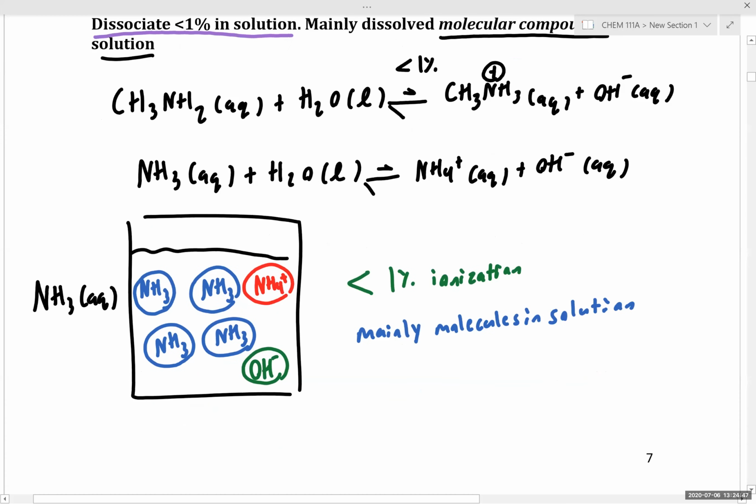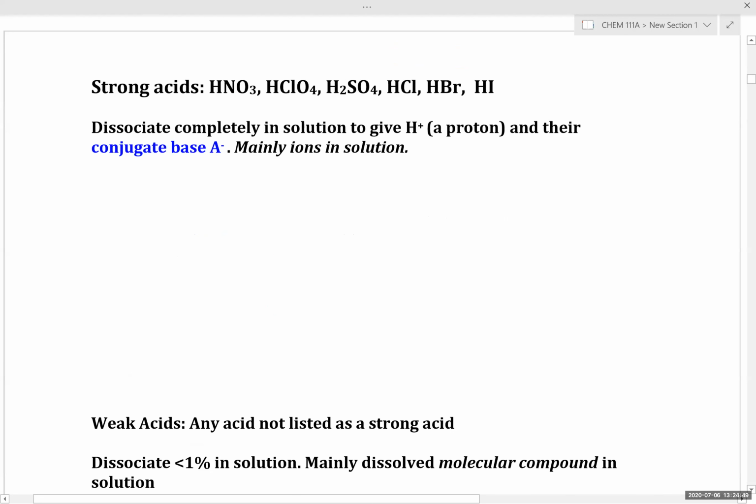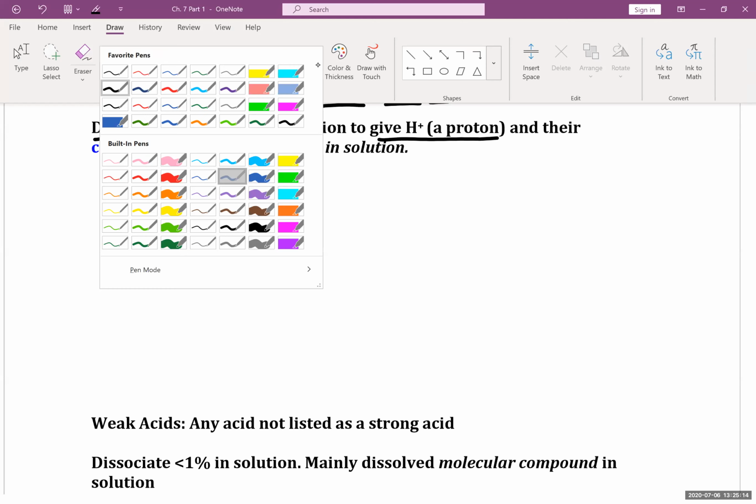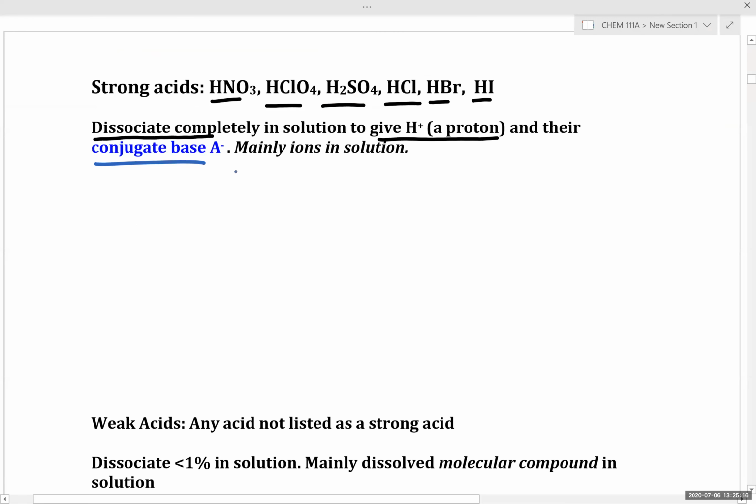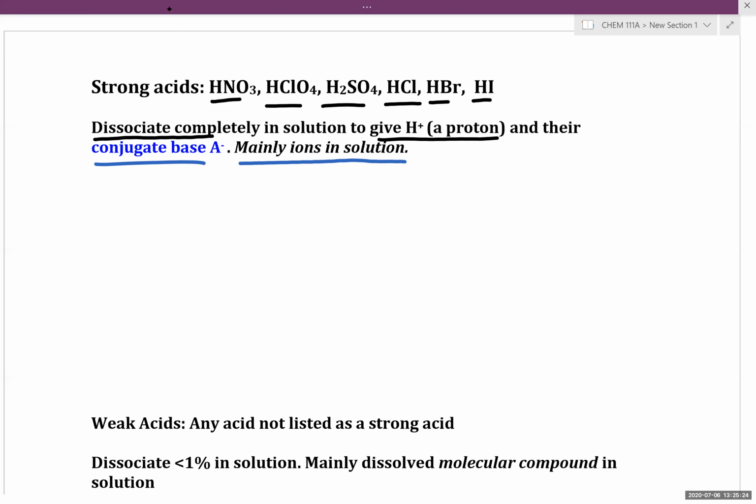Okay, let's keep going now and let's talk about strong acids. Strong acids are this list of nitric, perchloric, sulfuric, hydrochloric, hydrobromic, and hydriodic. These are the ones that I want you to memorize as your strong acids. The key thing about strong acids is that they dissociate completely in solution to give H plus, a proton, and their conjugate base. The main thing I want you to remember for strong acids, just like strong bases, is that they have mainly ions in solution.